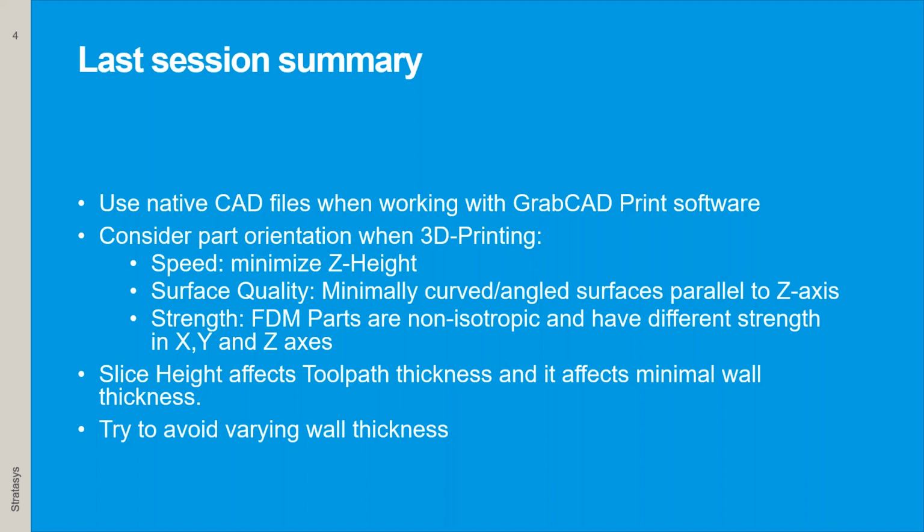What we also learned is that slice height affects the toolpath thickness, and this, therefore, also affects the minimum wall thickness. Here we shared a short table that showed the minimum wall thickness that we recommend for the best results. And we also said to try to avoid varying wall thickness, and to make it one thickness across the entire wall to make it as strong and as good as possible. So that's it for the summary from last week. With that, let's jump into today's topics. Carolus, over to you.